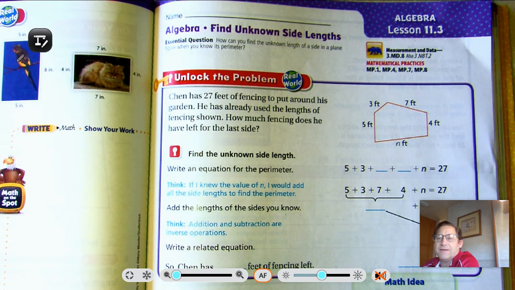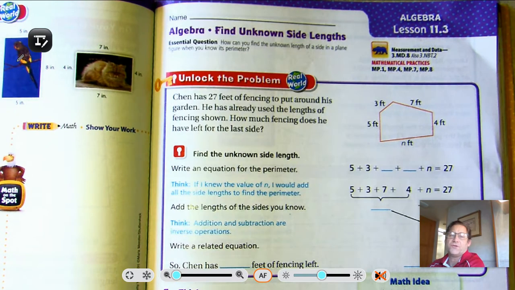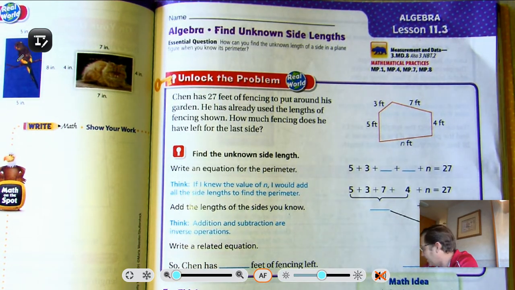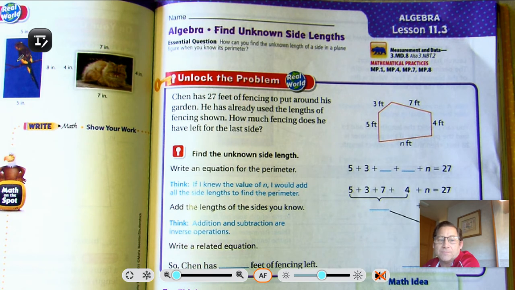Our lesson 11.3, Algebra: Finding Unknown Side Lengths. And the essential question we should be able to answer by the end of our lesson is, how can you find the unknown length of a side in a plane figure when you know its perimeter? Okay, and we're on page 461. All right, unlock the problem.